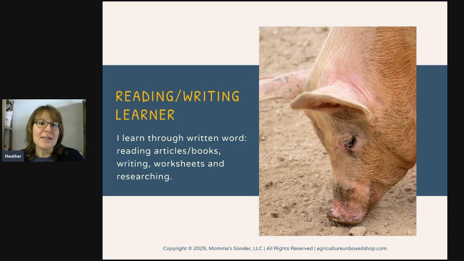The learner that likes reading and writing as their style, they're going to learn through the written word. So they're going to read articles, they like to read books, they like to write things down when they are learning. So creating fact sheets and things like that. They like worksheets, they like researching things and looking things up. So that is the reading and writing learner. So far we have the four learning styles. Is there one that resonates with you, which learning style you might be personally as well?